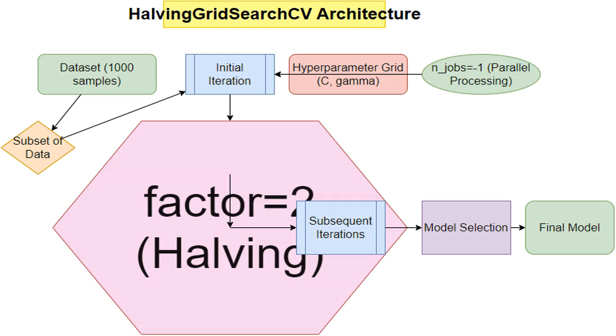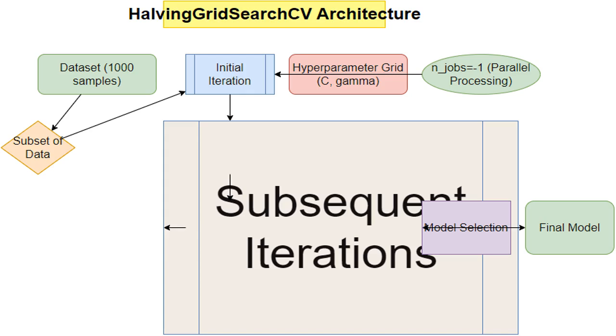The factor=2 parameter means that after each round of evaluation, I keep only half of the top performing models. This is my halving strategy. It's like cutting the field of competition in half after each round. After the initial round, I keep running more rounds. But in each new round, I use a larger portion of the dataset and test only the best performing models from the last round, eliminating about half of the candidates each time.